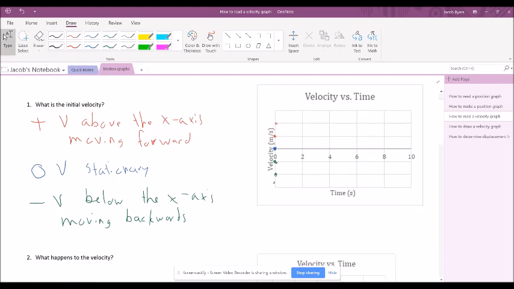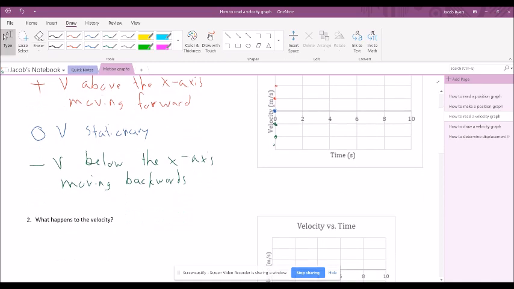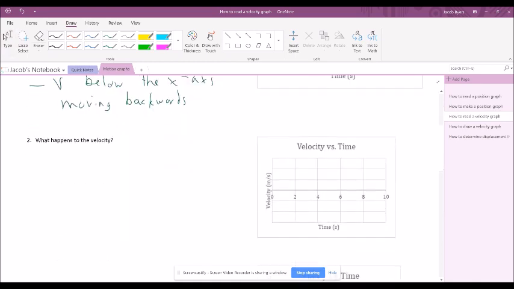Now, once you've established whether or not you're moving and whether you're moving forward or backwards, if you are, you've got to look at what happens to that velocity, right? So again, we're going to have two options. It can either stay constant, and if velocity is constant on the velocity graph, it is a horizontal line. Horizontal because constant means it's not changing. If it's not changing, it's going to stay at the same velocity. For example, my initial velocity is here, and then I've got a line going out to the side.